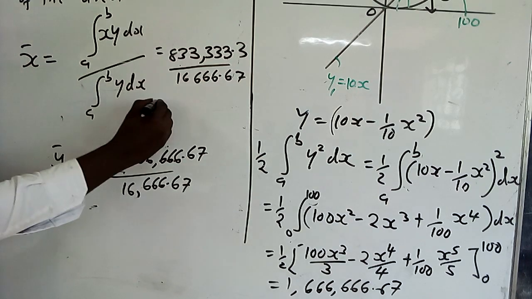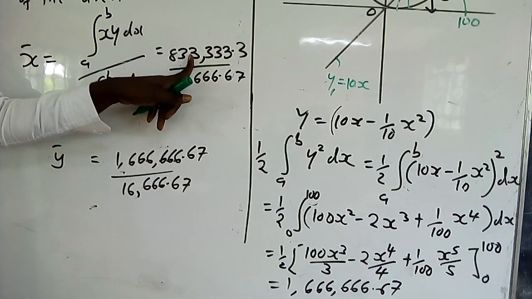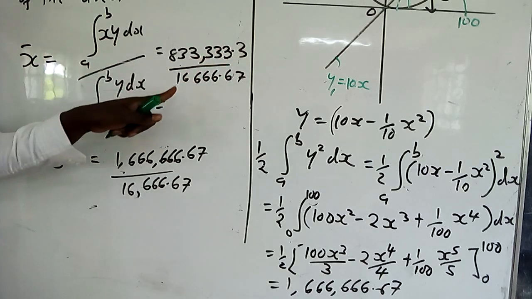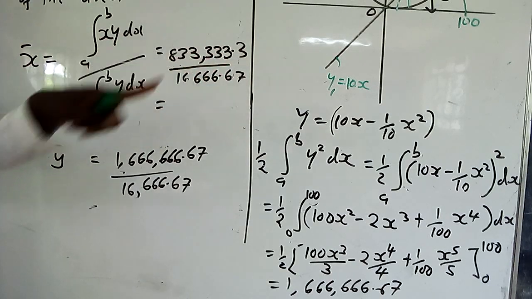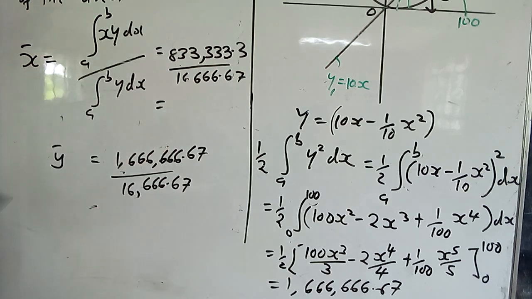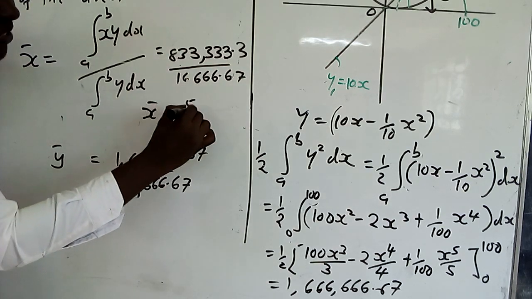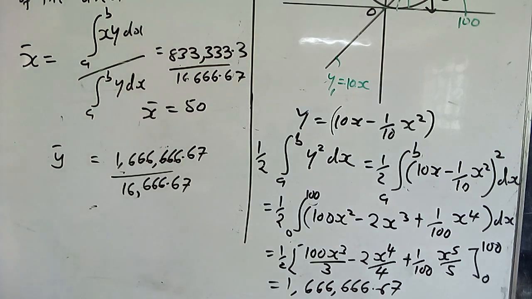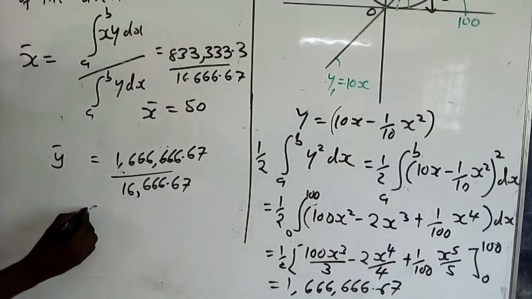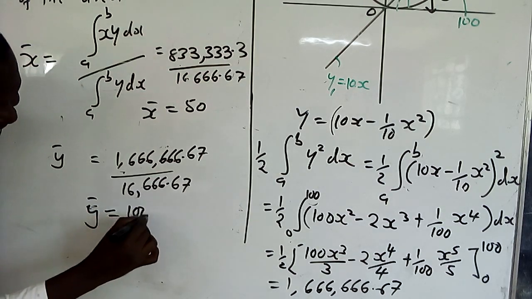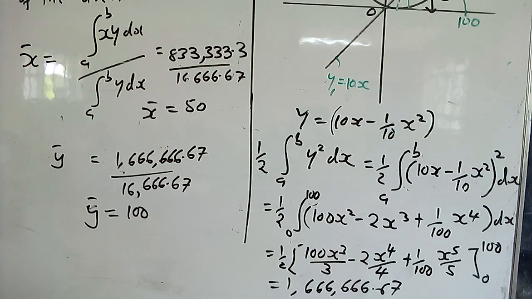Can you now give me the x value and the y value? Start dividing. Start with x. 833,333.3 divided by 16,666.67. What do you get? 50. Yes. You see? Very simple. Very easy. So x is 50. Then we go to y. Do the same for y. y is 100. Yes. Life is very easy, isn't it?